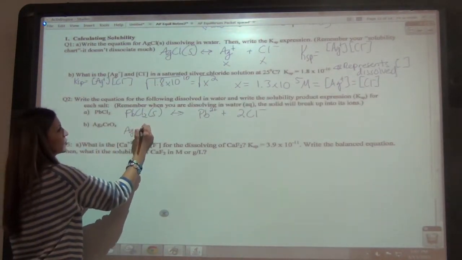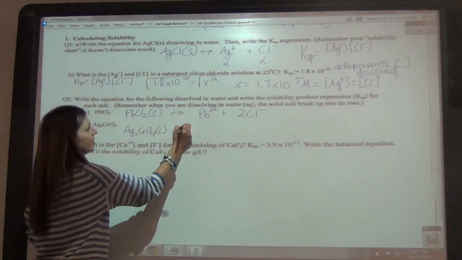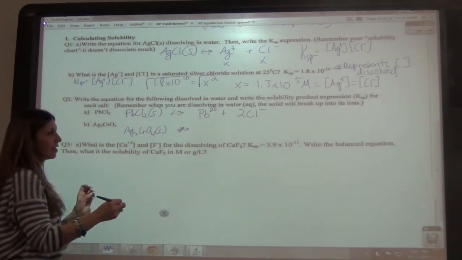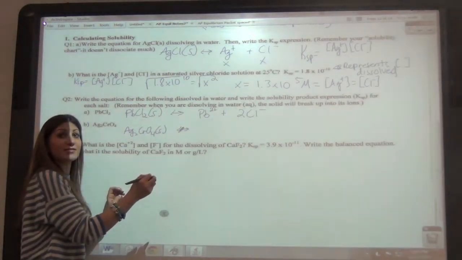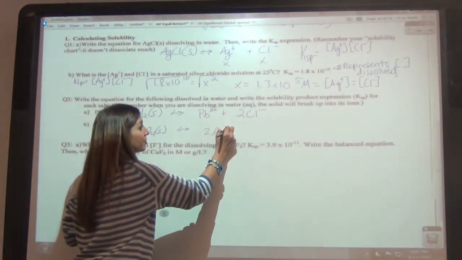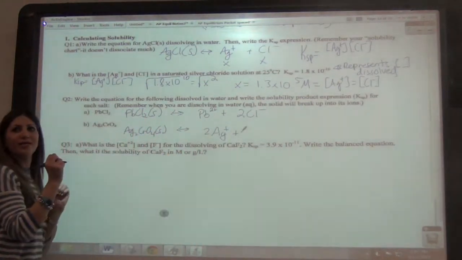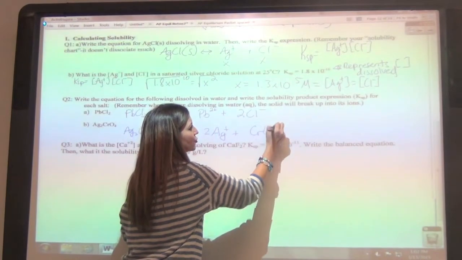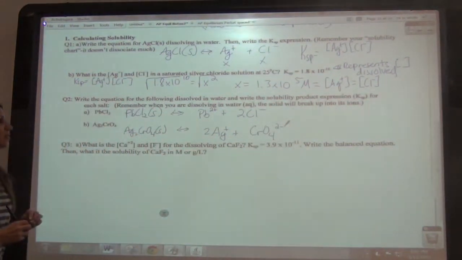And let's do this Ag2CrO4 one. Ag2CrO4 solid, do the same thing. What would this one break up into? How many Ag pluses? 2 Ag plus what? CrO4, and chromate has a charge of -2.